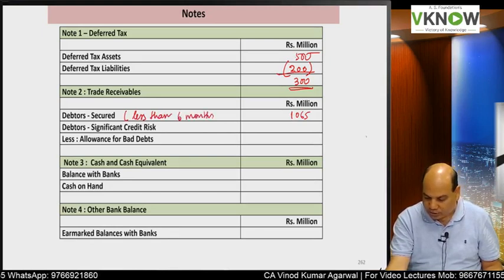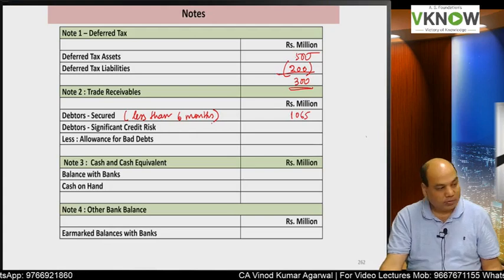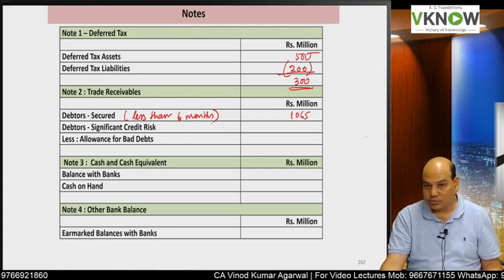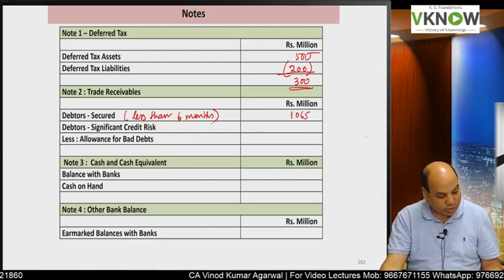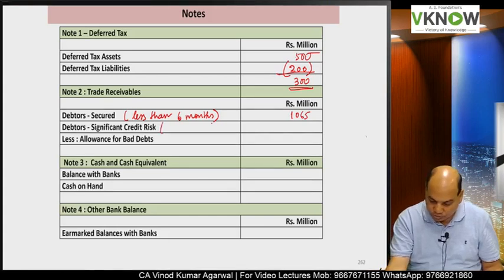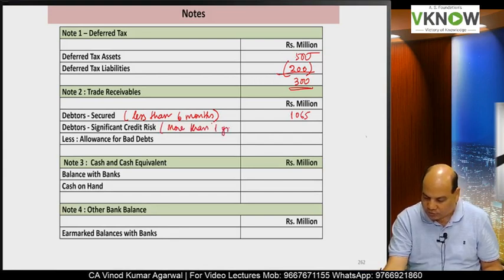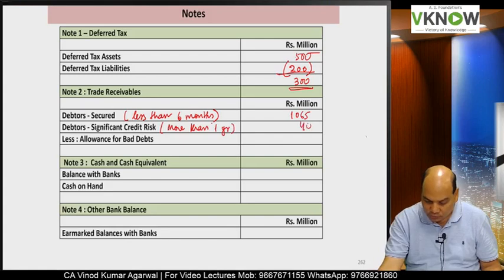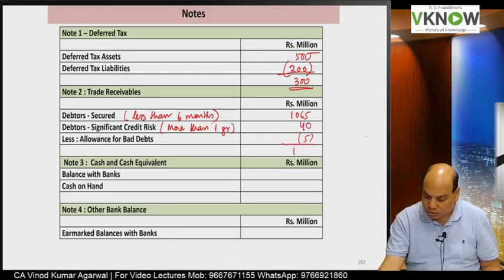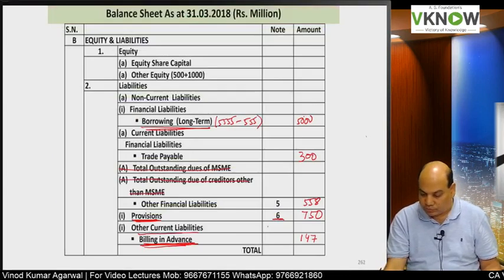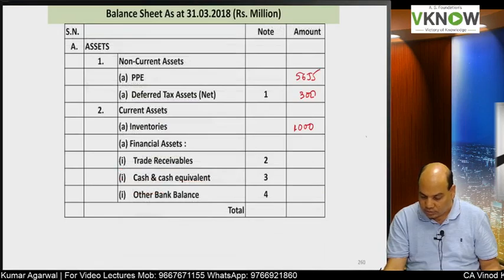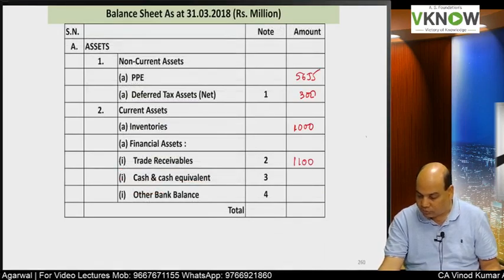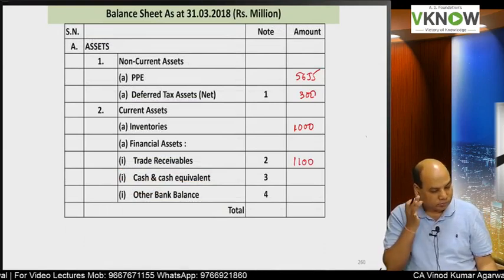Nowadays a lot of bad debts are happening, and that is why the disclosure requirement has gone up for debtors, receivables, loans. And then considered doubtful means debtor with significant credit risk. You can say more than 1 year. Wherever the aging is given, please write 40. Less allowance for bad debt 5. So the total is 1100. So student will come to asset side, trade receivable 1100.